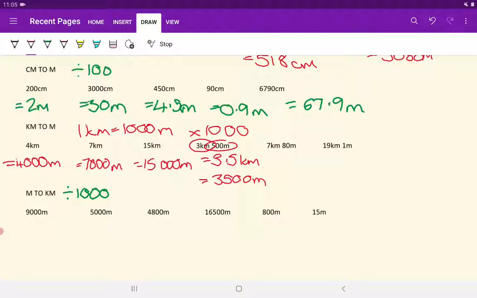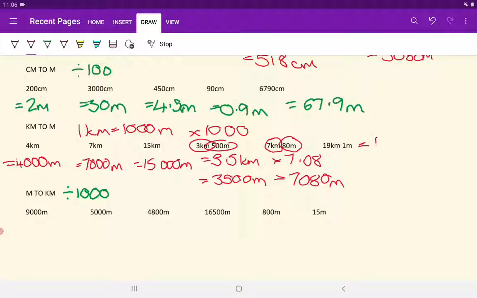Okay. Next one, same idea. Now, 7 kilometres, 80 metres. Actually, if we were to write it as a decimal, you would have that as 7.08. Okay, so when we multiply that by our 1,000, we're going to get 7,080 metres. Okay, or again, 7 kilometres is 7,000 metres. Add the 80 is 7,080. Okay, and then the final one.